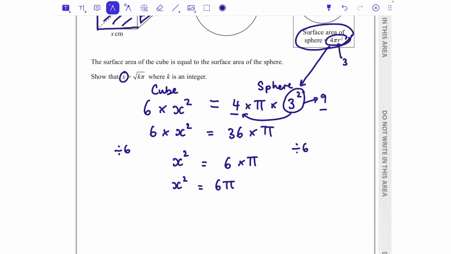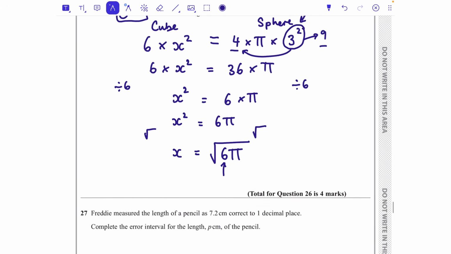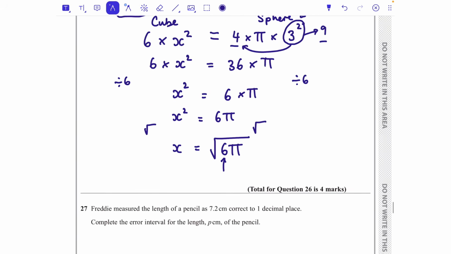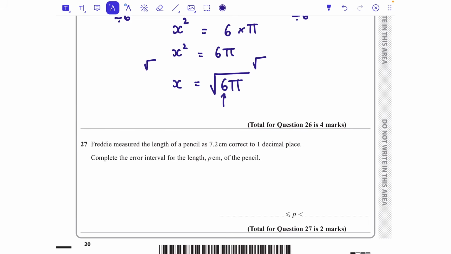Now to get x on its own, what am I going to do? I need to square root both sides. So x is the square root of 6 pi. And now we've got what they asked us for. They've said make it look like that, where k is an integer, and we have got that. An integer is just a whole number, so k is 6. They didn't ask us what it was, but that's what we had to get to. So we've done that one. Seemed really difficult, but wasn't too bad. Just had to kind of know how to start it, I guess.